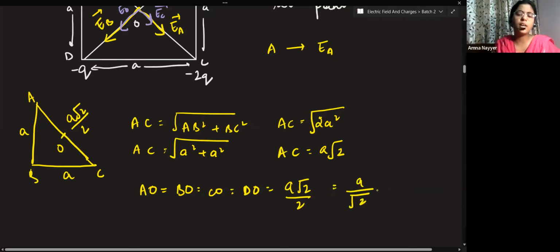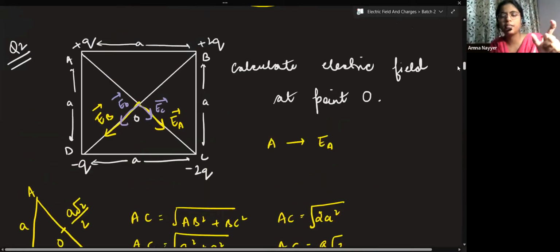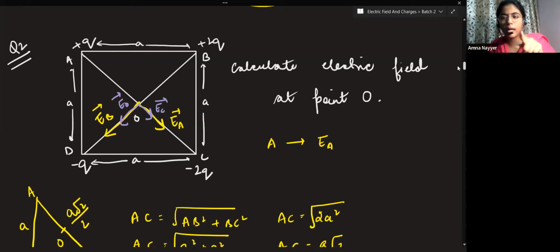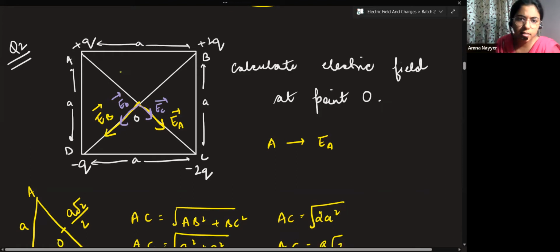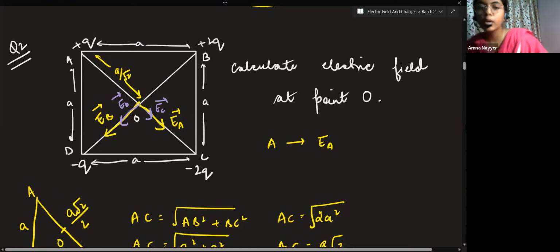So you can learn this value also, because many a time a square is given with separation A. And if you are asked to calculate electric force, electric field, potential, or whatever quantity at the center, stop wasting your time in calculating this distance. Remember that this distance will always be A by root 2, and similarly the rest of the distances will also be A by root 2. So we have the separation now.